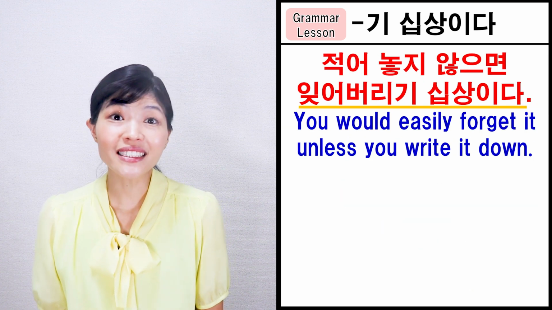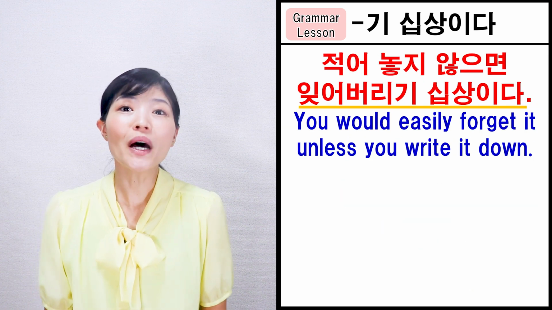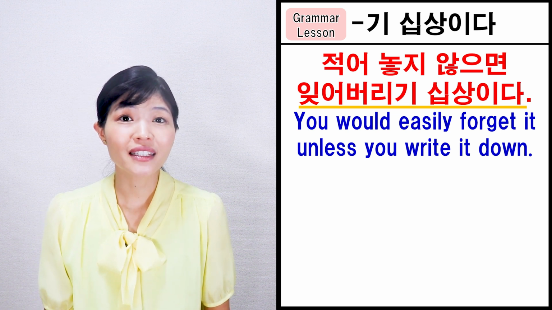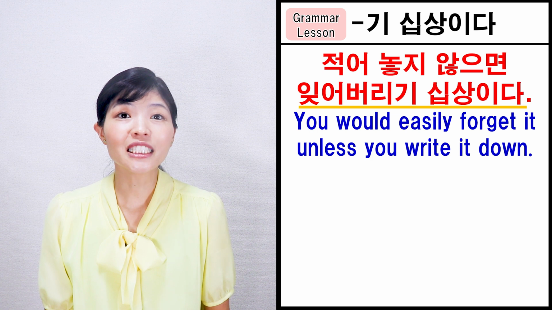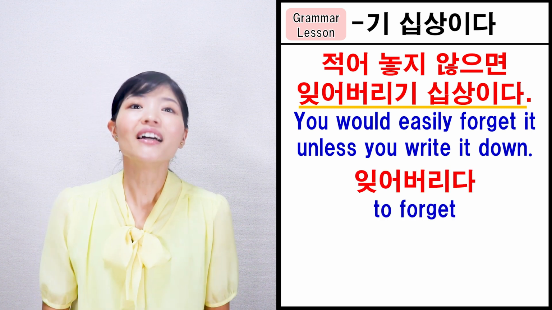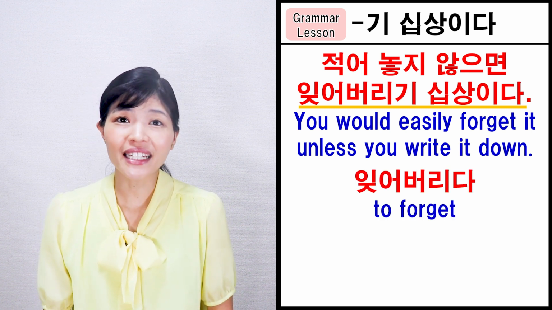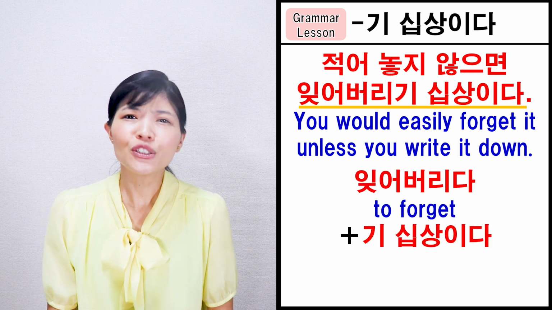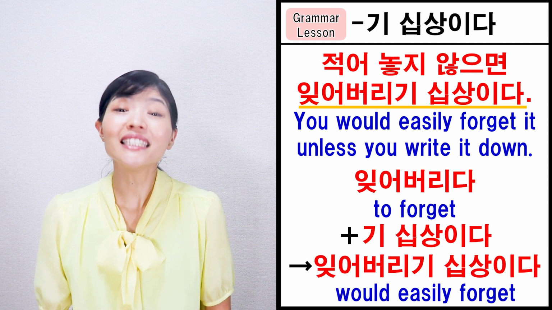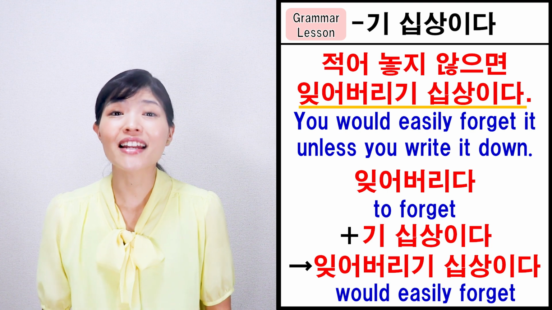Then let's read the next sentence to see what kind of result is waiting. 적어놓지 않으면 잊어버리기 십상이다. You would easily forget it unless you write it down. Here, 잊어버리다, to forget, is a verb. And you add 기 십상이다 to make 잊어버리기 십상이다, would easily forget.